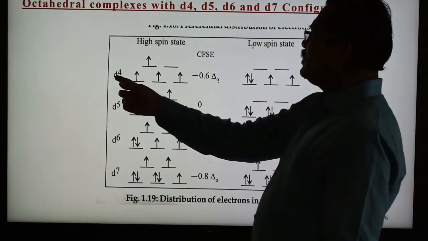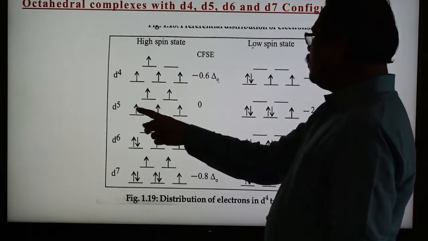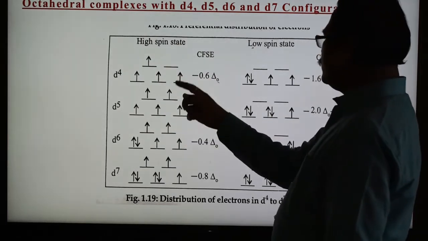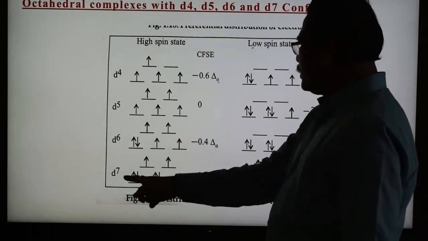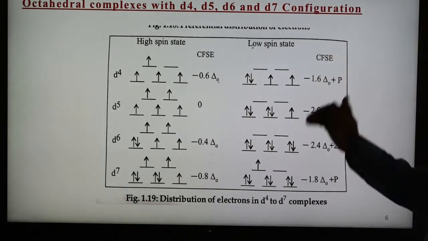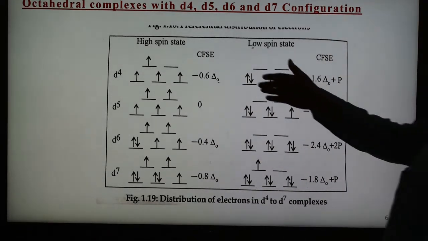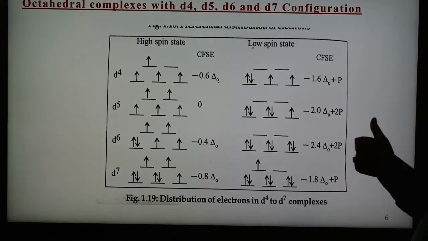So distribution of electrons in case of D4, high spin: 1, 2, 3 and 4 electrons go here. In case of D5, 1, 2, 3, 4, 5. In case of D6, 1, 2, 3, 4, 5 and the 6th electron gets paired. In case of D7, 1, 2, 3, 4, 5, 6, 7, the 6th and 7th electrons get paired. And the CFSE value can be calculated on the basis of that. For each electron, minus 0.4 delta O value is there.